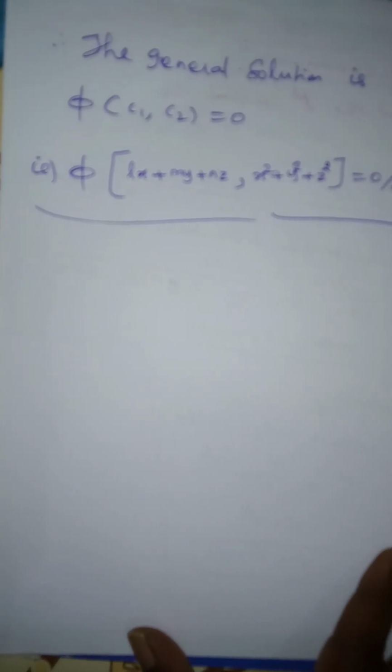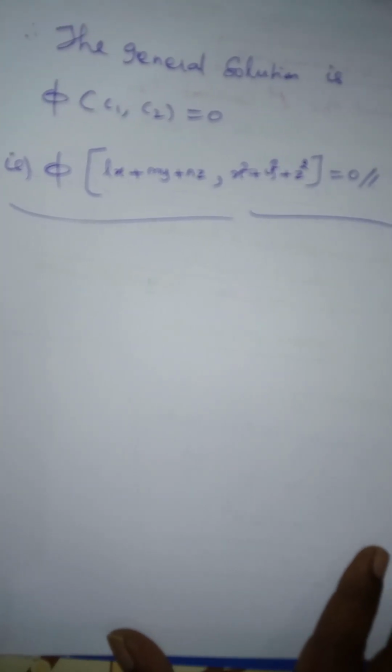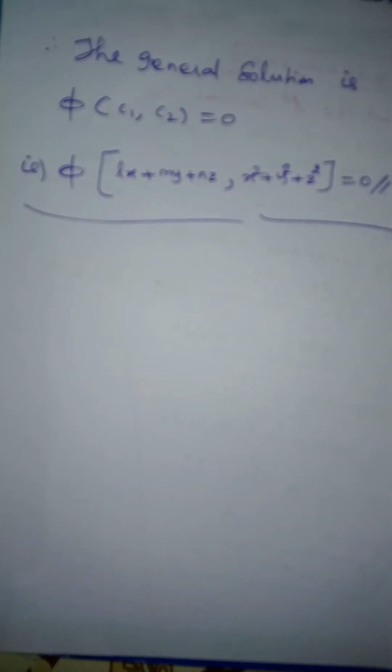Now go to the last step of the problem. The general solution is phi of c1 comma c2 equals 0. That is phi of (lx plus my plus nz, x squared plus y squared plus z squared) equals 0. Very, very easy problem.